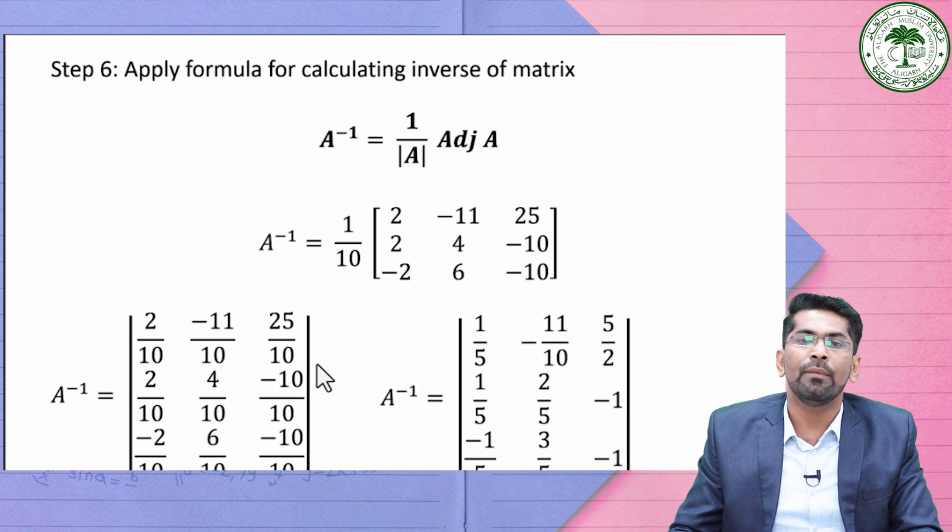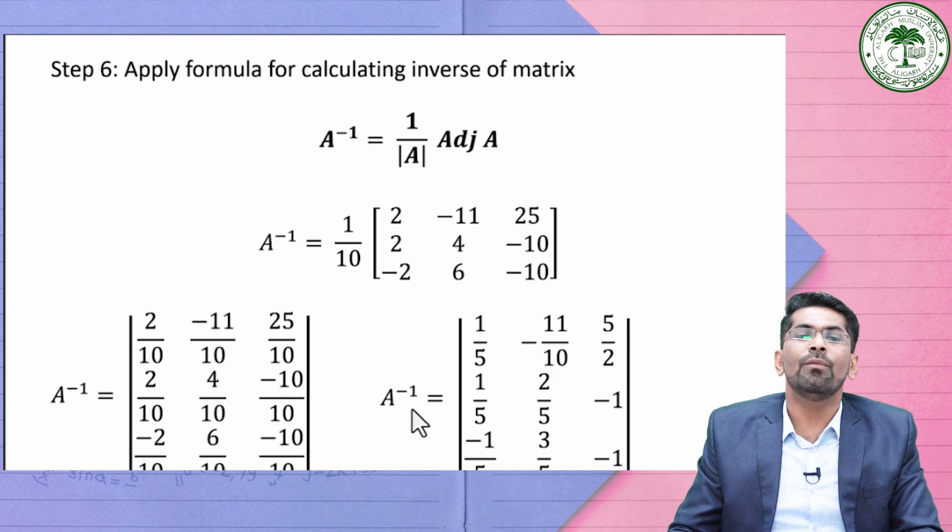2 divided by 10 we can write as 1 by 5. Minus 11 divided by 10 stays as it is. 25 divided by 10 we can write as 5 by 2. 2 by 10 again we can write as 1 by 5. 4 by 10 we can write as 2 by 5. Minus 10 divided by 10 is equal to minus 1. Similarly, minus 2 divided by 10 we can write as minus 1 divided by 5. 6 divided by 10 we can write as 3 by 5. Then finally we have minus 10 divided by 10, which is again minus 1.